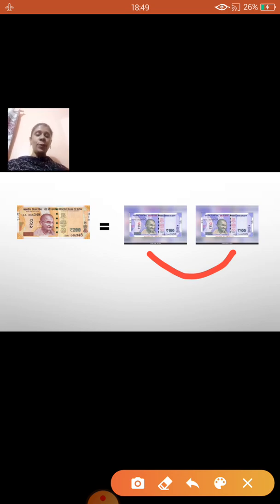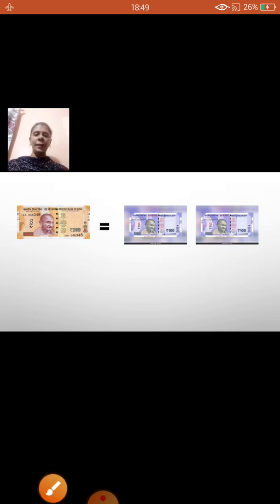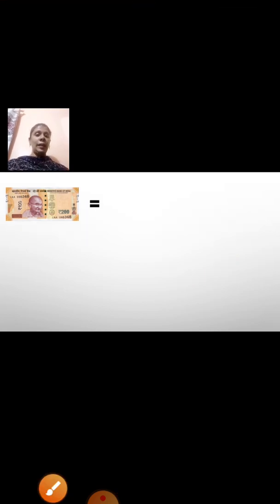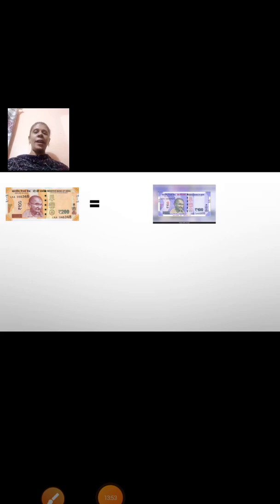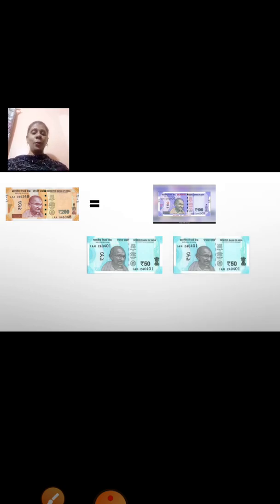So if we take a 200 rupee note, we are going to get 200 rupee. Okay. Again one more 200 rupee note. Now children, tell me which notes you are going to use to make a 200 rupee note. Yes children. Okay, one 100 rupee note, one 50 rupee note, correct. One more 50 rupee note.